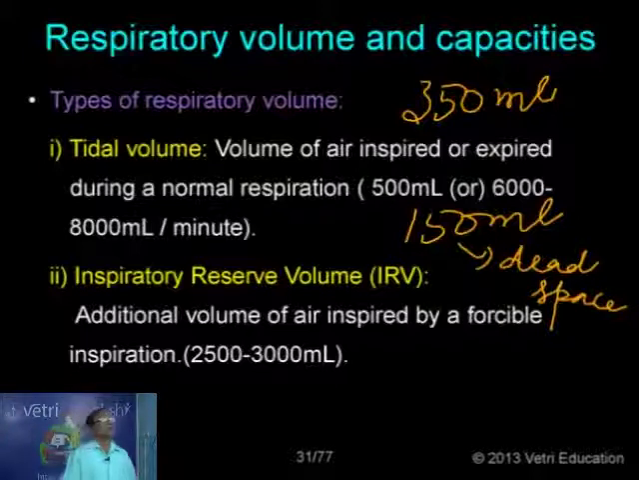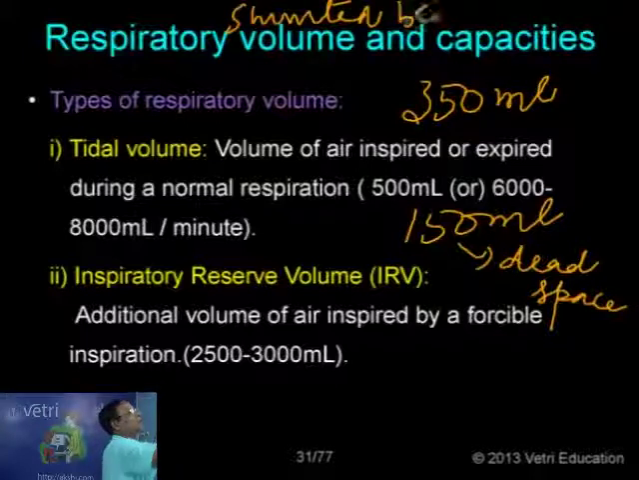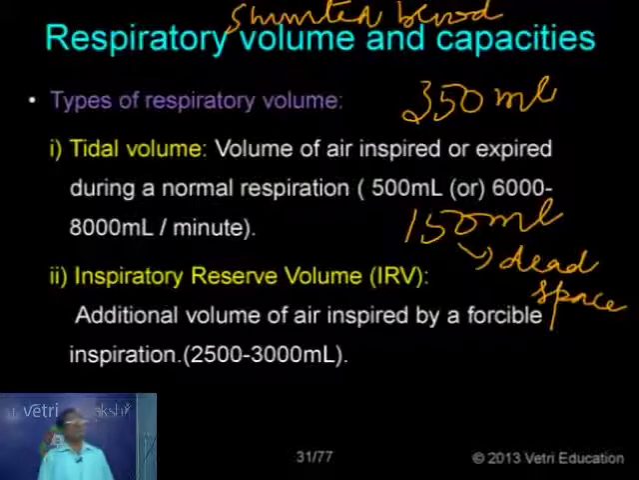Similarly, we also have what is called shunted blood. What do you mean by shunted blood? During exchange of gases, the fraction of blood that is not taking part in gases exchange is called shunted blood. Here you saw the volume of air that is not taking part in gases exchange. Likewise, the alveoli are supplied with blood capillaries. Some fraction of blood is not taking part in gases exchange, that is, taking in oxygen and giving out carbon dioxide. That fraction of blood is called shunted blood.